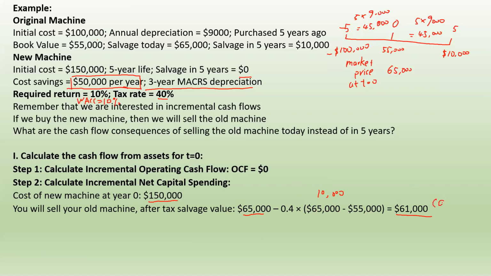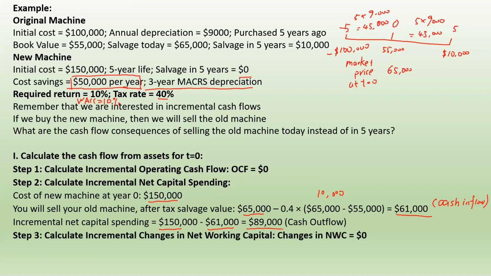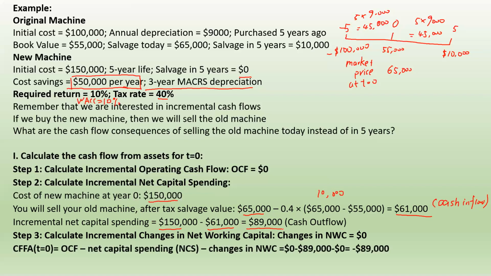This is the cash inflow. So the incremental net capital spending will be, you have a cash outflow, but you have a cash inflow. So the total cash outflow is 89,000. And the incremental change in net working capital, it doesn't mention, so it's 0. So the cash flow from assets for this replacement decision is -89,000. It's negative, it means it's cash outflow.